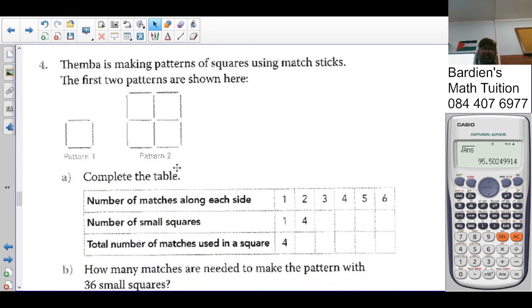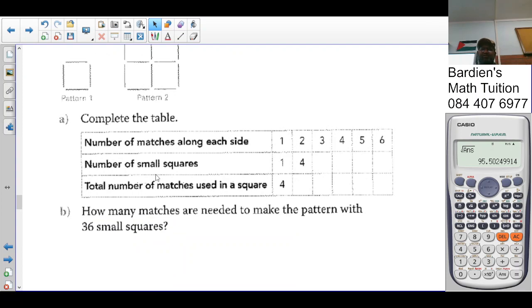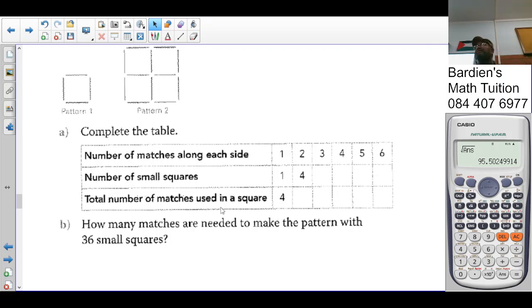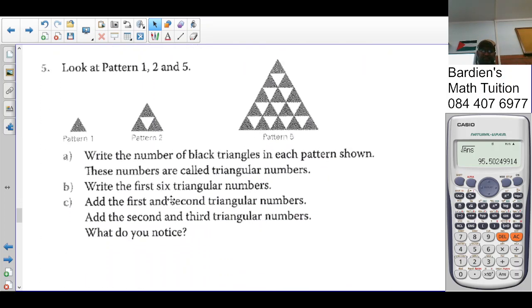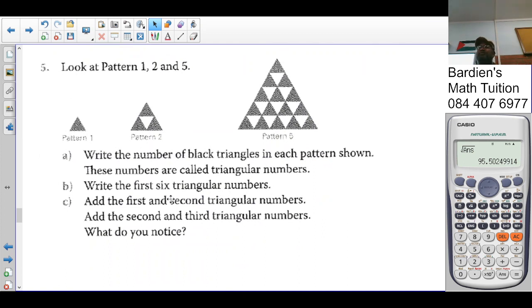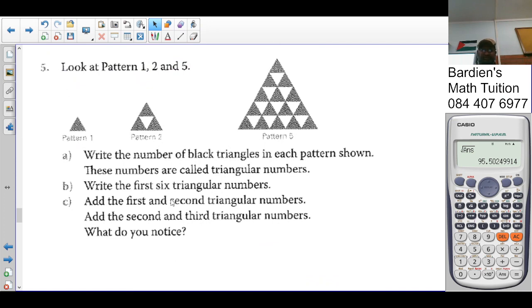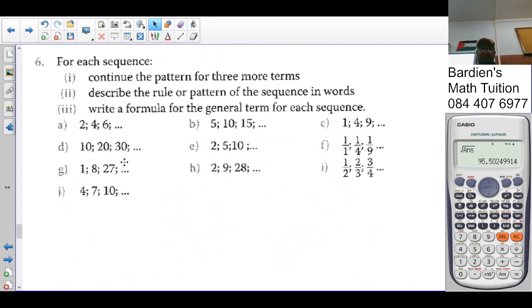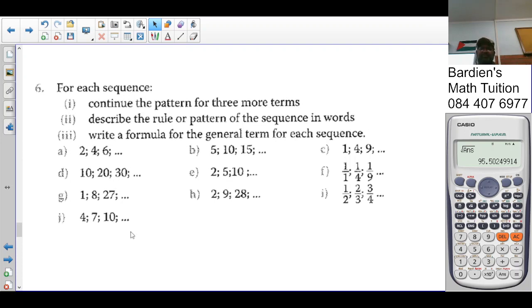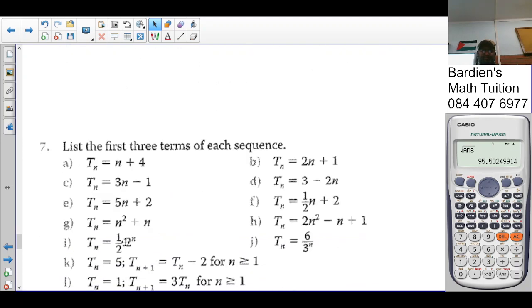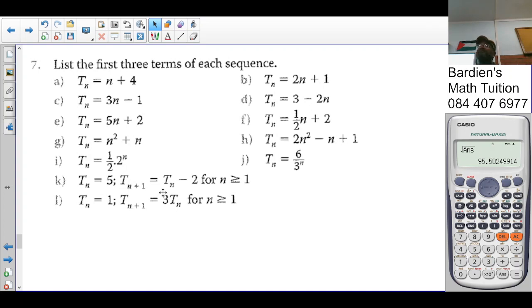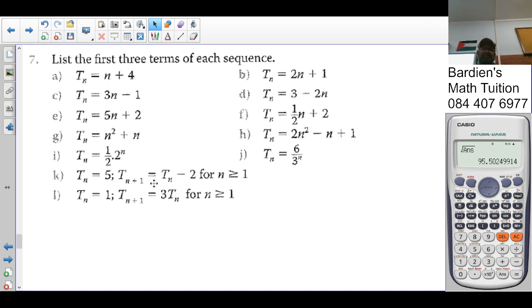Number 4, you had to do, no? You had to do. Okay. Any issues number 4? No? Did you guys do the work? Yes, sir. Okay. Number 5, you had to do. Any issue number 5? Number 6, you had to do the first column. Any issues here? No? Number 7, first column? Any issues here? Okay. Anything else? No.